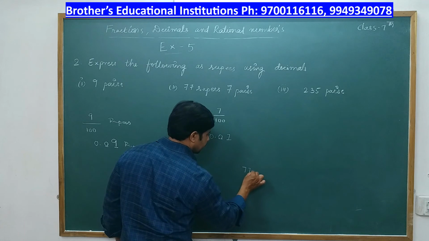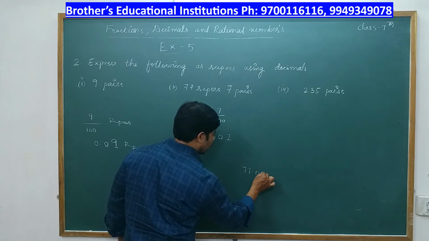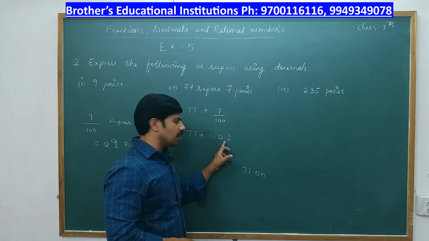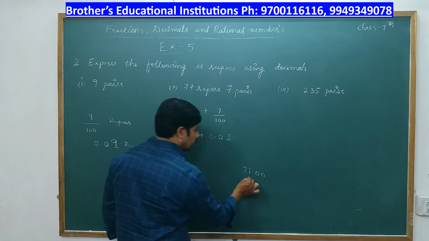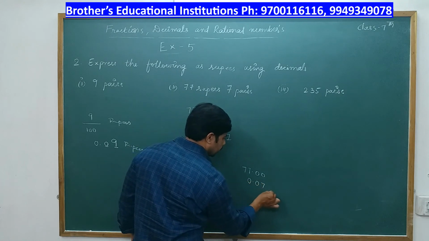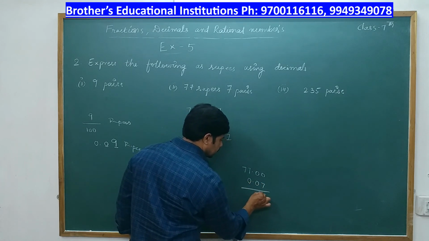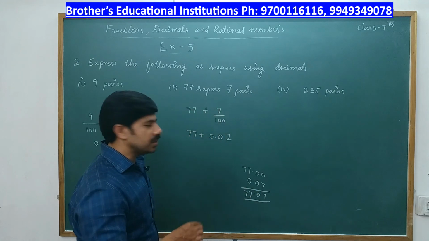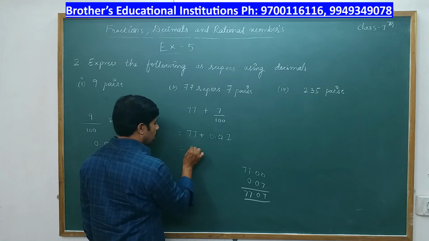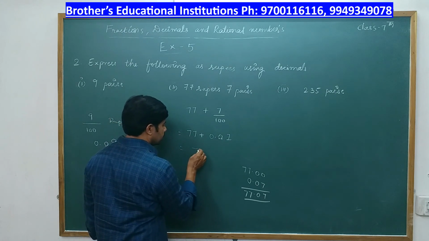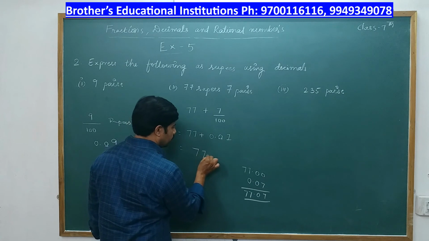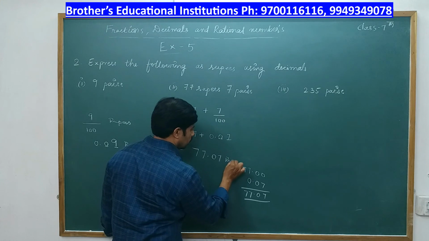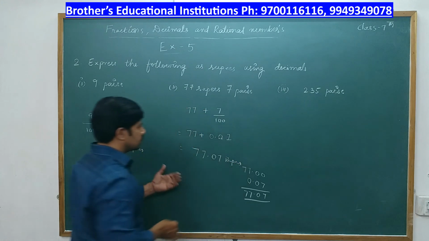77 means you write 77.00. Any number of zeros you can put after the decimal. I'll put 2 zeros because after decimal we have 2 digits. Now I write 0.07. So we get 77.07. So what is the answer we are getting? 77.07 rupees. Okay, so this is completed.